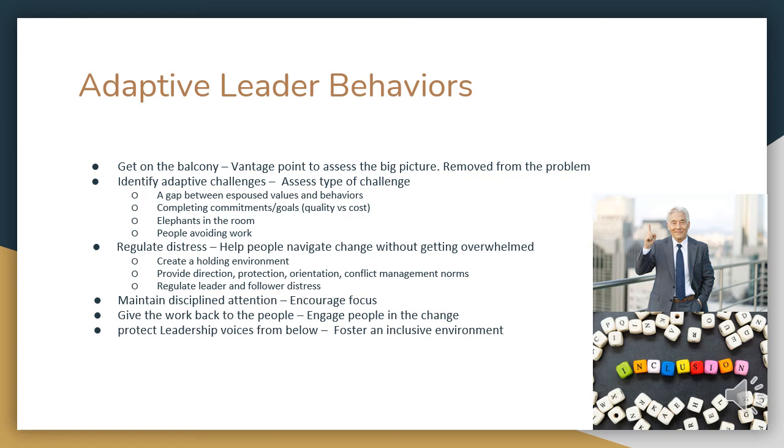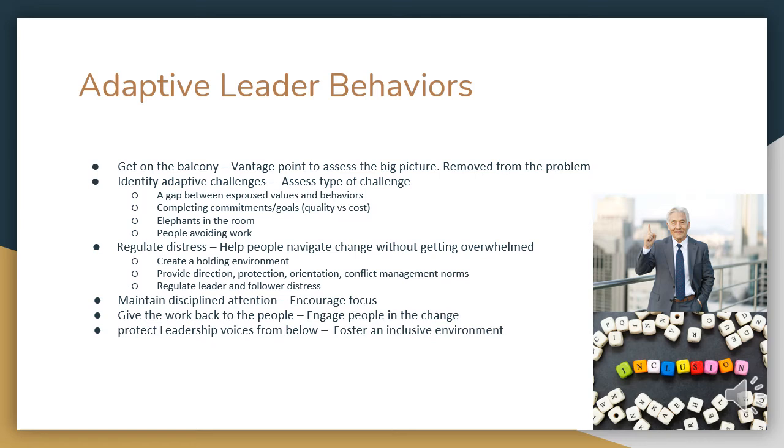The next one is regulate distress. This is to help people navigate the change or challenges without getting overwhelmed. So Northouse says we can create a holding environment, which is like a safe place for people to share their opinions. More of an inclusive way to really get everybody's thoughts and really commit to the change together as a team.